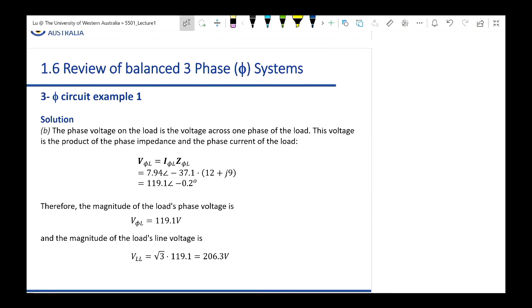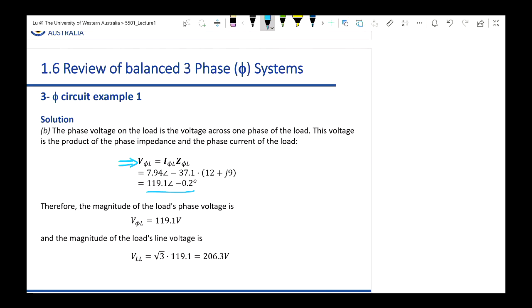For user side, for load side. So in this case, the load side phase voltage is equal to, again, Ohm's law. You know the phase current. You know the impedance of a single phase. So just multiply these two things together, you will get the phase voltage. That's pretty simple, right? Just Ohm's law, nothing else. And then this phase voltage is actually a vector having its magnitude and angle. Magnitude is 119.1 and angle is negative 0.2 degrees.